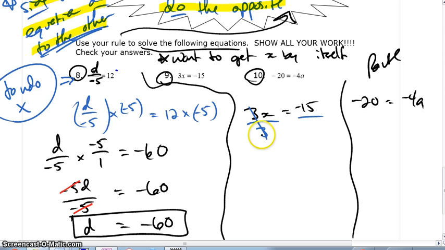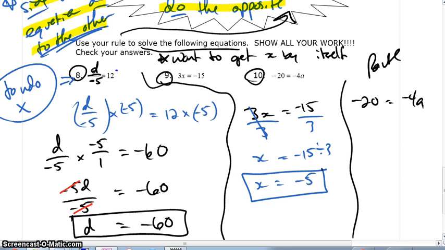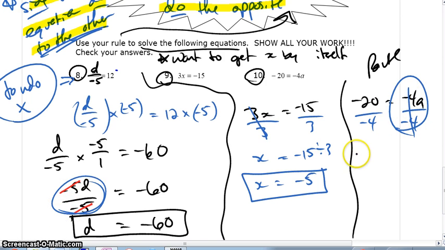We're undoing that operation. We're dividing by 3. And we get x equals negative 15 divided by 3. X equals negative 5. It's not just 5, it's negative 5. Over here, we're undoing that operation. The negative 4's cancel, just like they canceled right over here. Same kind of thing going on over here. So negative 20 divided by negative 4 is 5. 5 equals a.